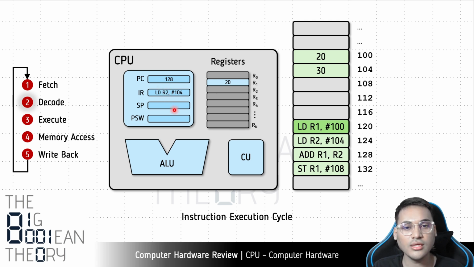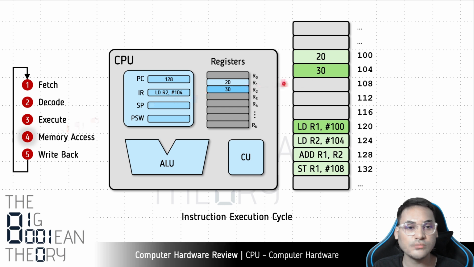So it figures out, okay, this is a load operation where we have to move the data from the 104th memory location, that is storing 30, to the register R2. Then again the execute step will be skipped, right? It's not any arithmetic operation, it's a data movement operation and will go directly to memory access. So the next step is the memory access.